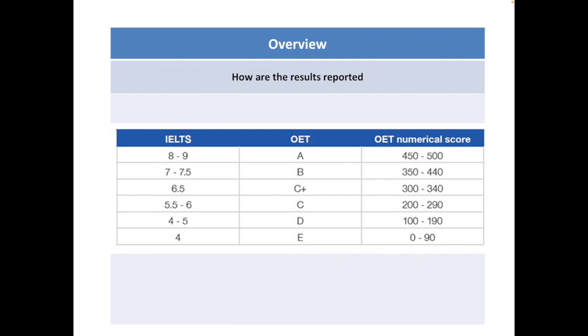Now, how are the results reported in OET? Now, the desired score that doctors and dentists desire is grade B and higher in each subtest, which is equal to 350 and more, okay? Which is just like the IELTS score of 7 and higher.